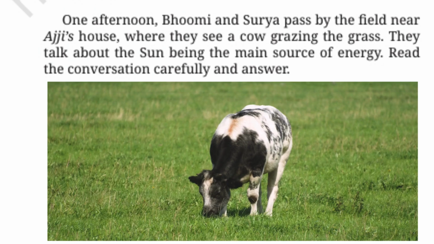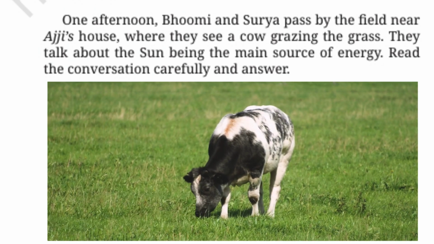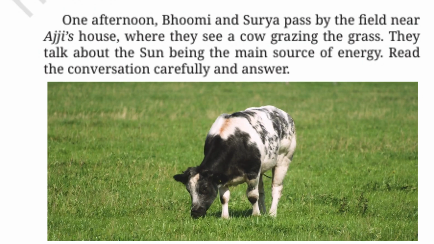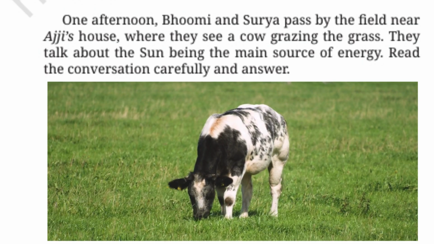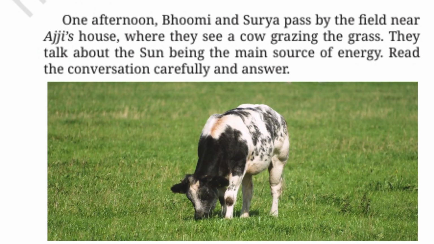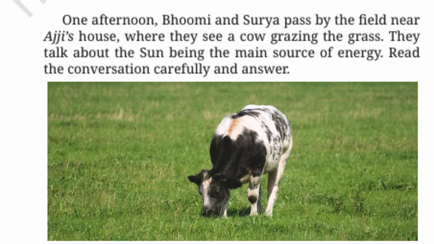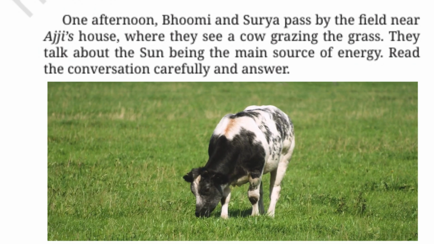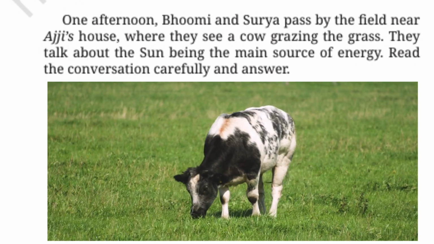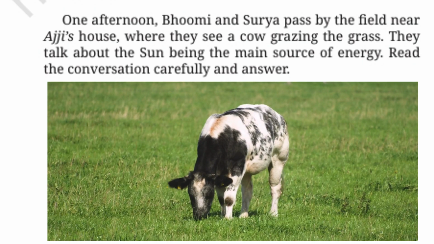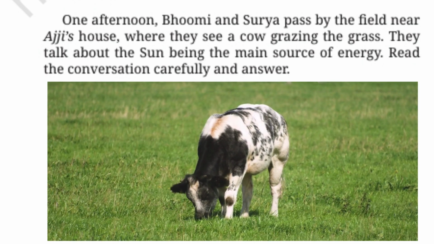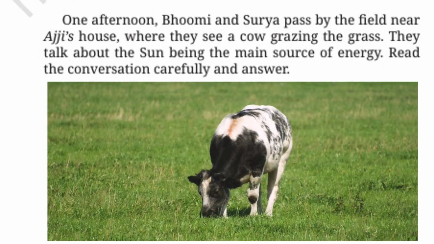One afternoon, Bhumi and Surya passed by the field near Aji's house, when they saw a cow grazing the grass. Grazing means to eat grass. Already we know that a cow will eat grass. When they see a cow grazing the grass, they talk about the sun being the main source of energy.